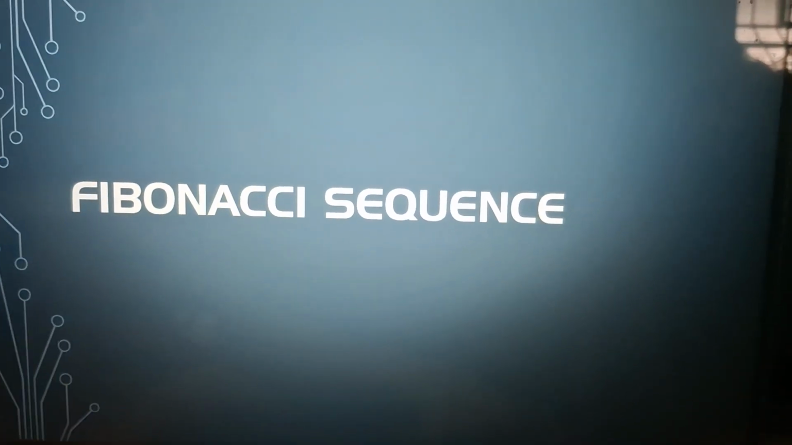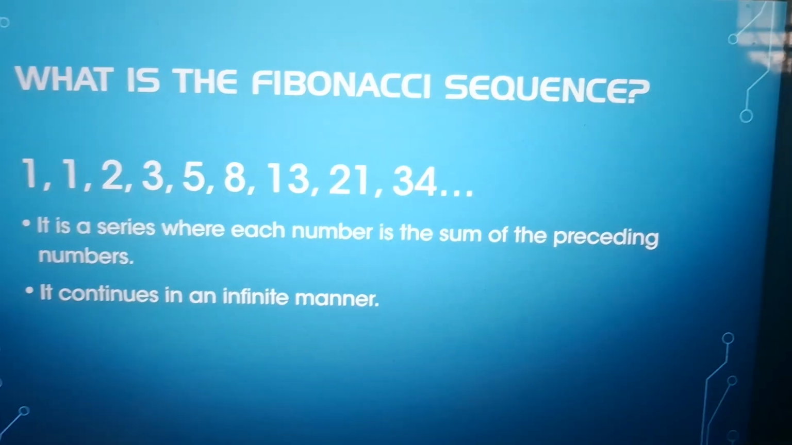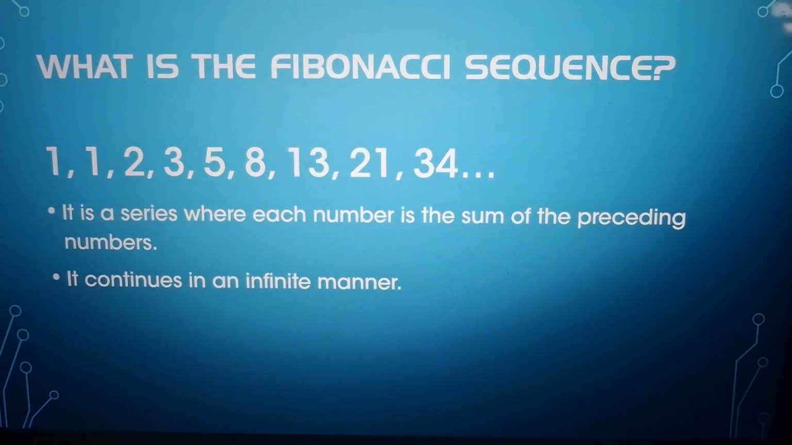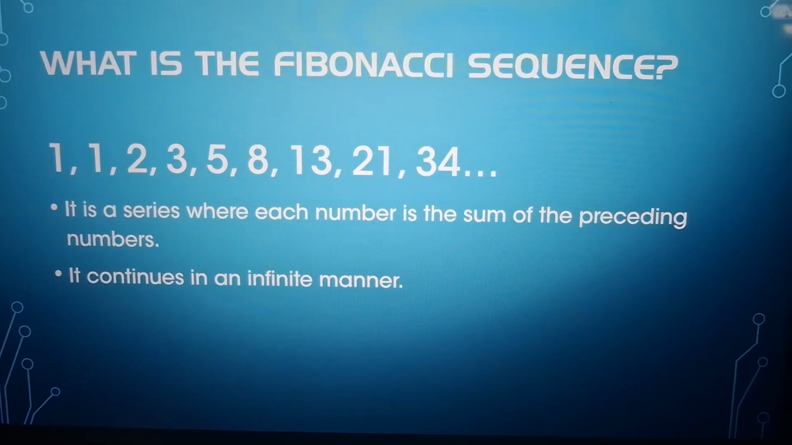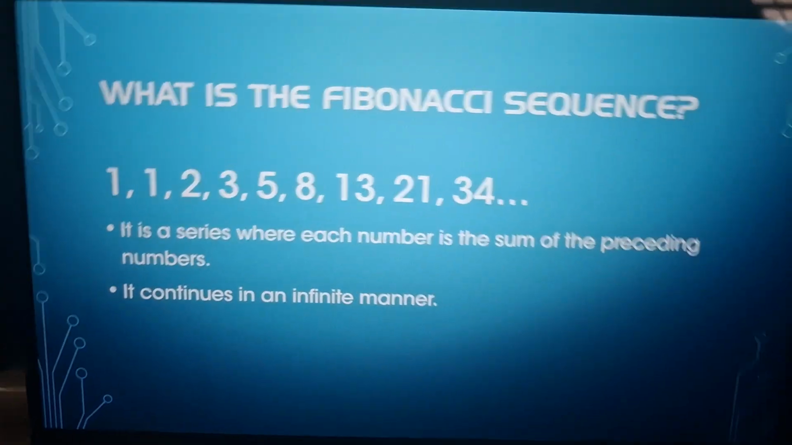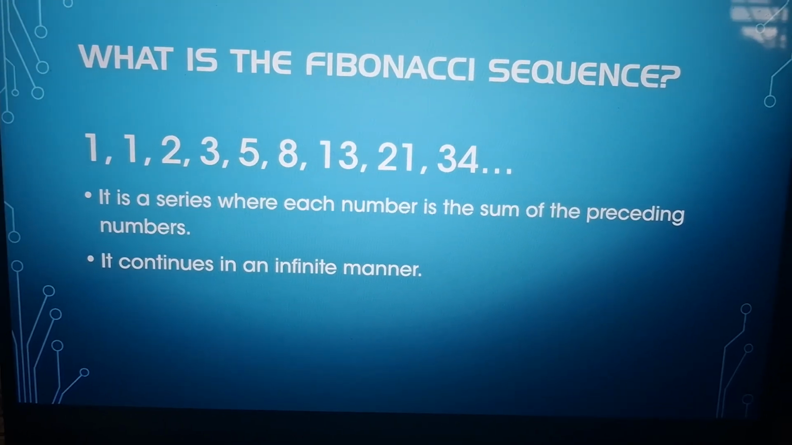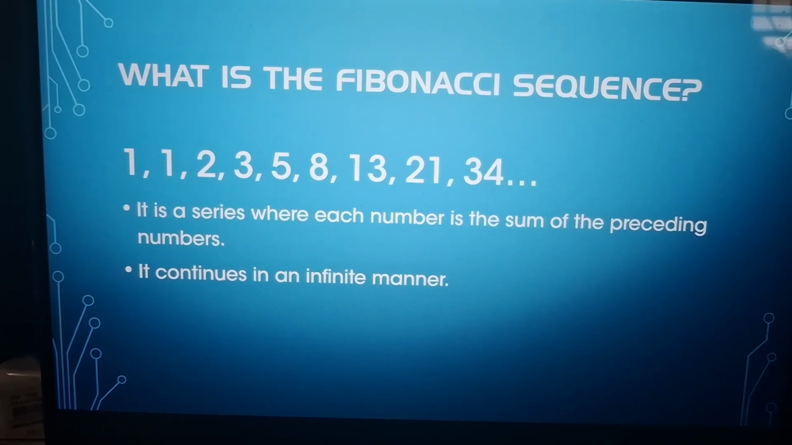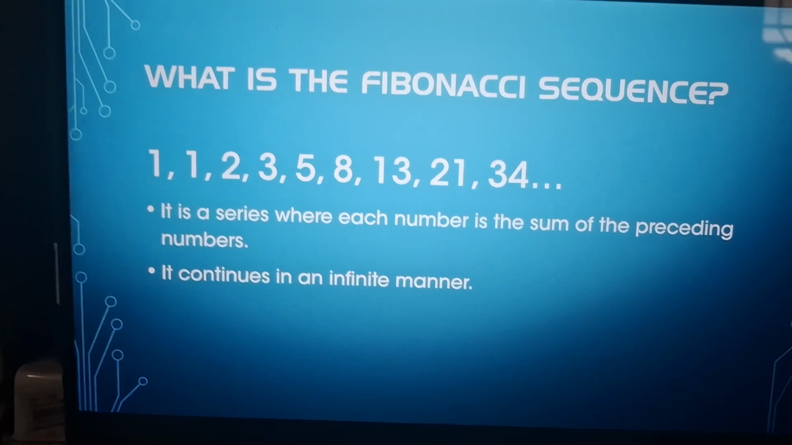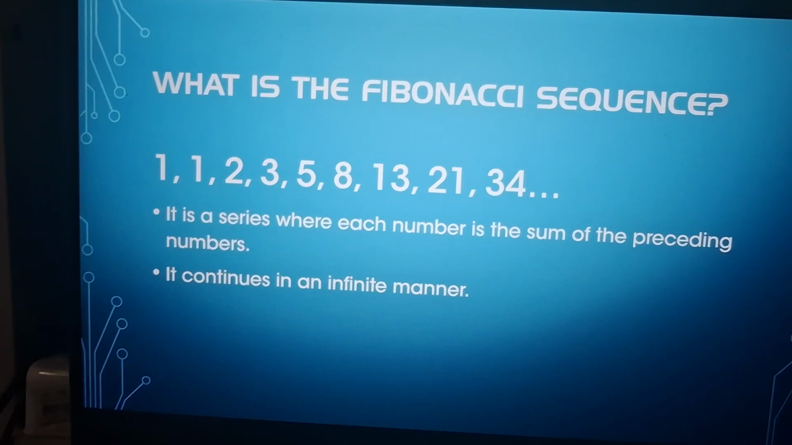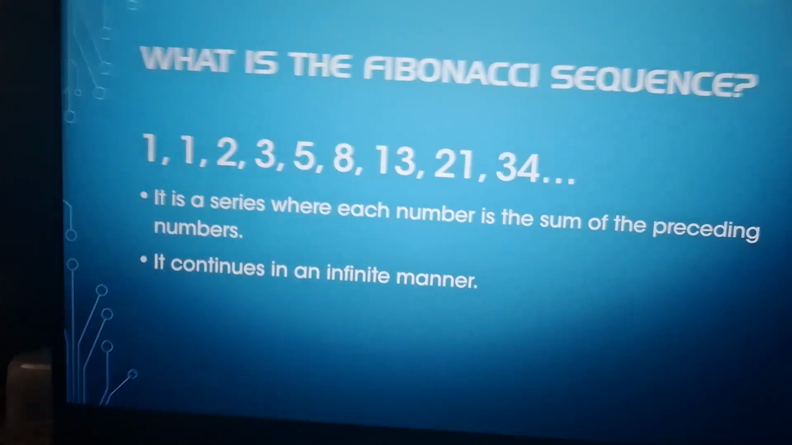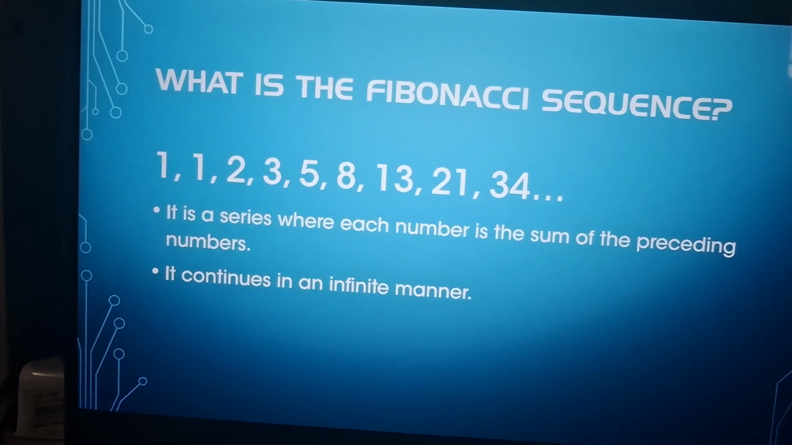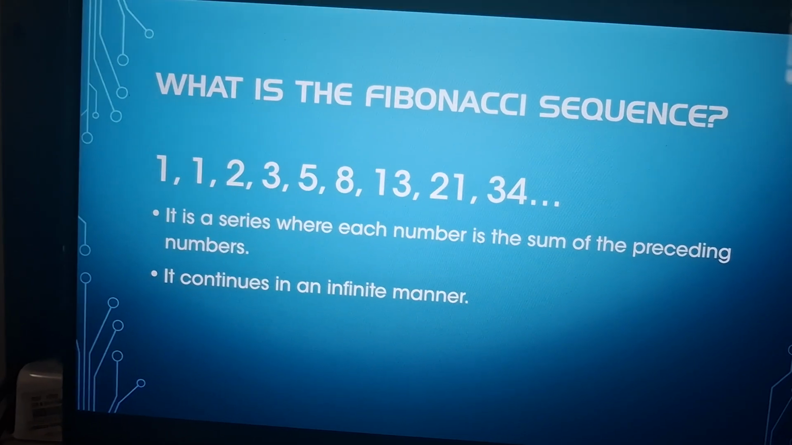So it is 1, 1, 2, 3, 5, 8, 13, 21, 34, 55, 89. It goes on and on in an infinite manner, meaning it never ends. And the Fibonacci sequence is a series where each number is the sum of the preceding numbers. It is noted by Italian mathematician Leonardo Pisano.